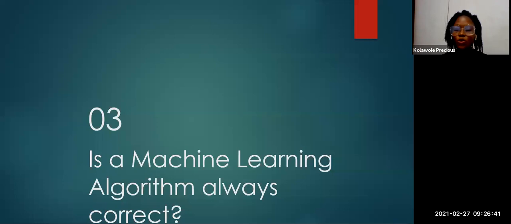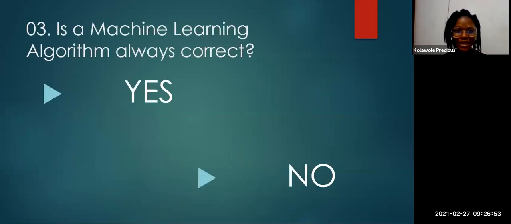Okay, this is the third question we have here: is a machine learning algorithm always correct? I know there are still some people very conversant with this area, so I should allow us to debate on this. But here is my answer concerning that.